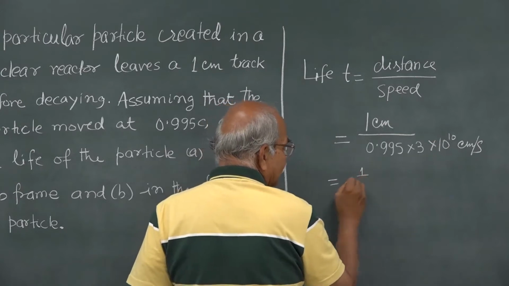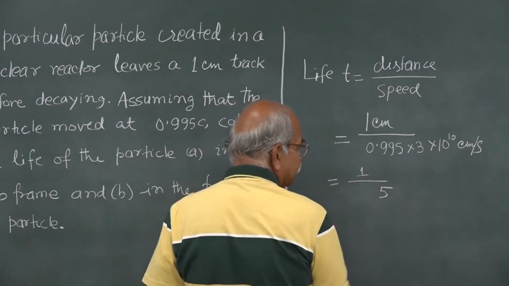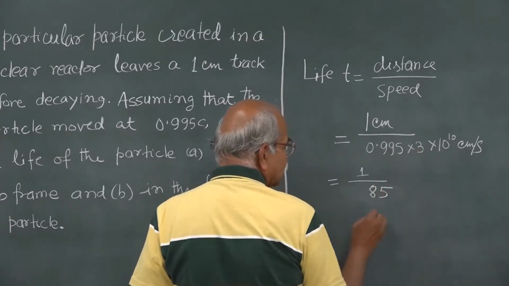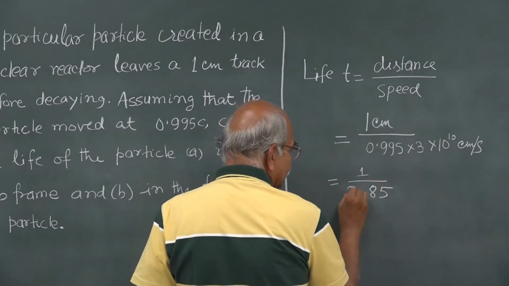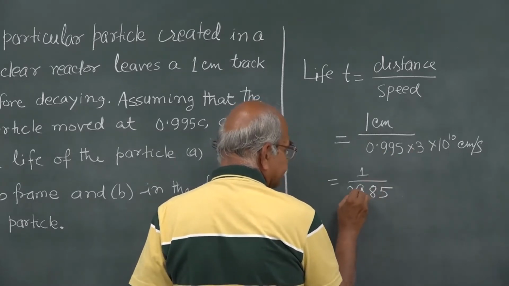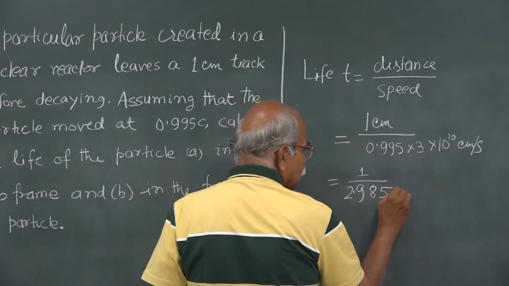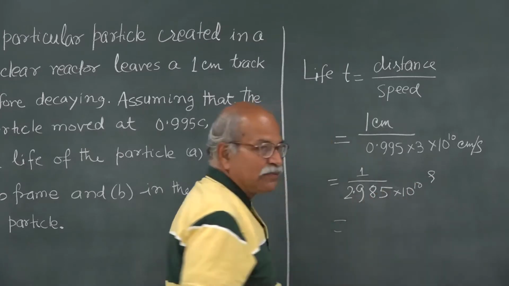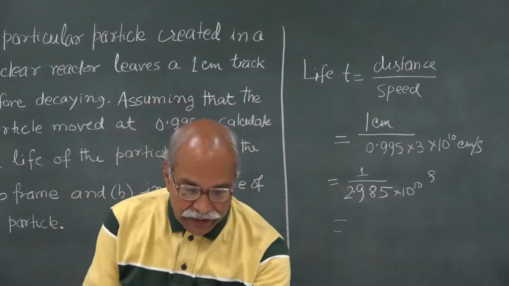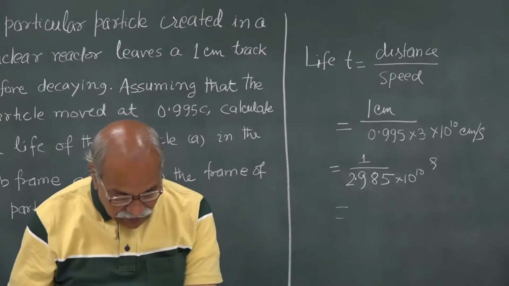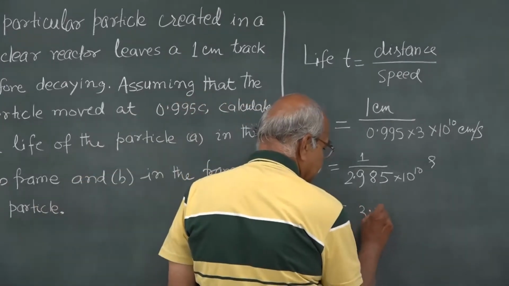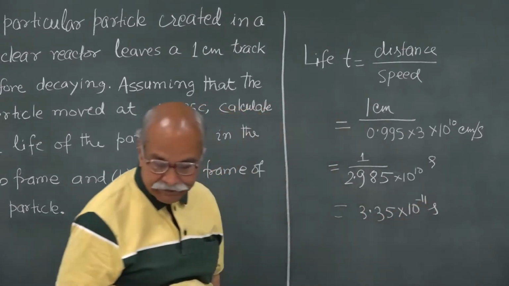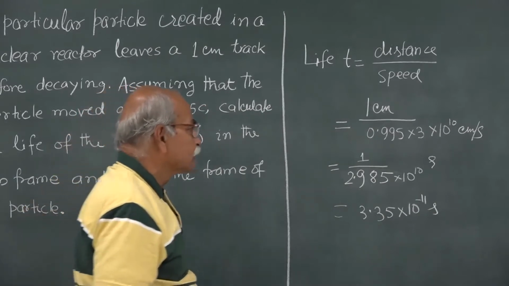So, it is 1 divided by 3 into this is 15, 1, then this 27, so 28, and then 2, then 27 and 2, 29. So, it is this, and into 10 power 10, these many seconds. You can work out how much it is. So, if you do it, the answer is 3.35 into 10 power minus 11 second. Okay.